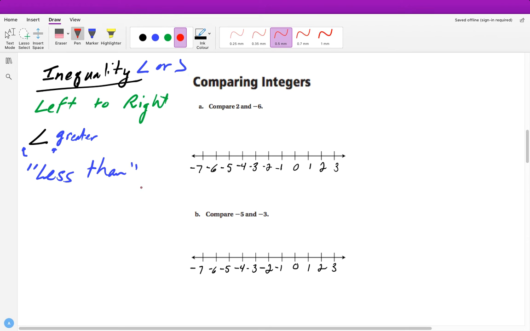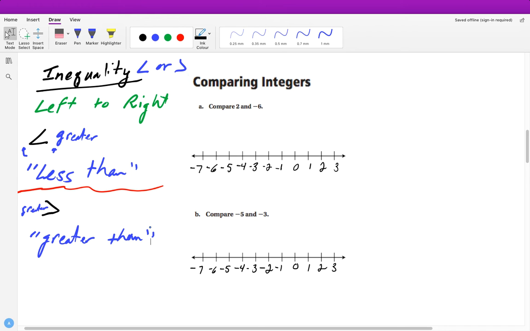All right, and then for the next symbol, same thing. We read this from left to right. The side that it's opening up to is our greater side. So that means this number over here is greater, and we would say this is greater than. You do need to know these two symbols and how to read them and write them.